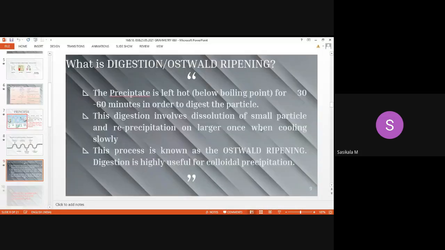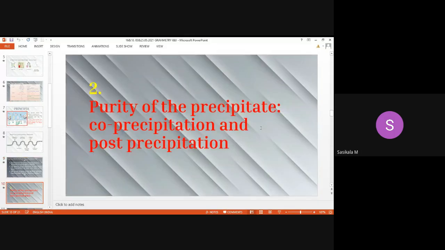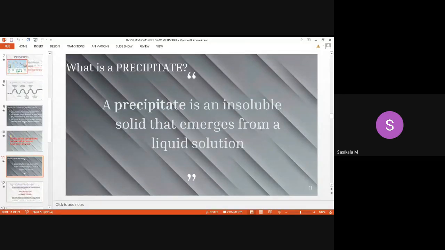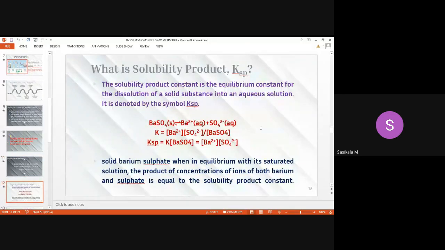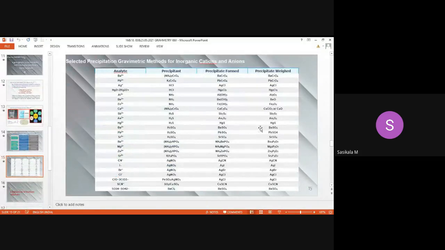a scheme representation of steps involved in gravimetric method, and what is digestion and Ostwald ripening we have seen. Then under purity of precipitate, what is precipitate and what is solubility product, what is common ion effect, then difference between co-precipitation and post-precipitation, then examples of precipitate and precipitant and analyte, this all we have seen for gravimetric method. What kind of analyte is analyzed and what is the precipitant and what is the precipitate we are adding and getting, what are the products. You can go through these examples for getting the precipitates.